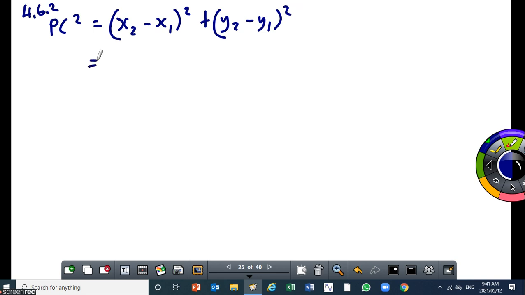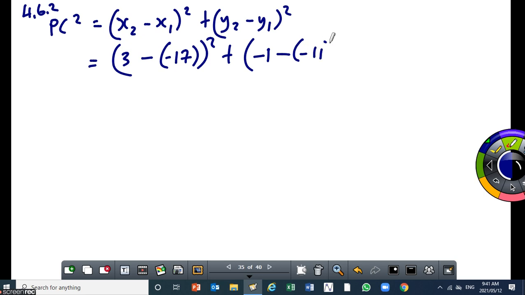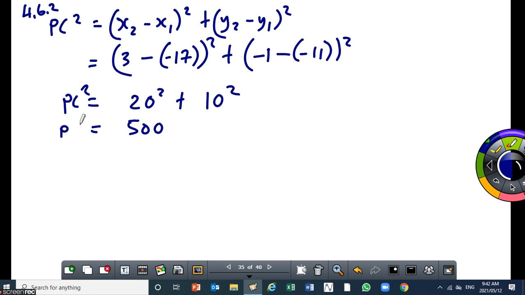Right? So at the center, my x is 3 minus 17 squared plus minus 1 minus 11 squared. Okay? So this will give me 20 squared plus 10 squared. So I need to find that sum. This will give me 500, which means my PC is going to be equal to the square root of 500, which is 10 square root of 5.